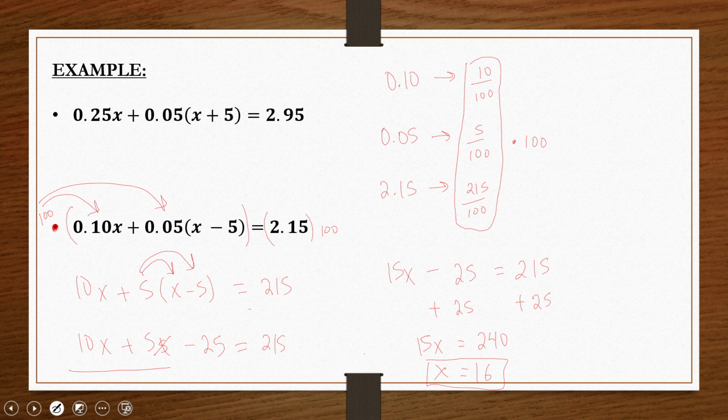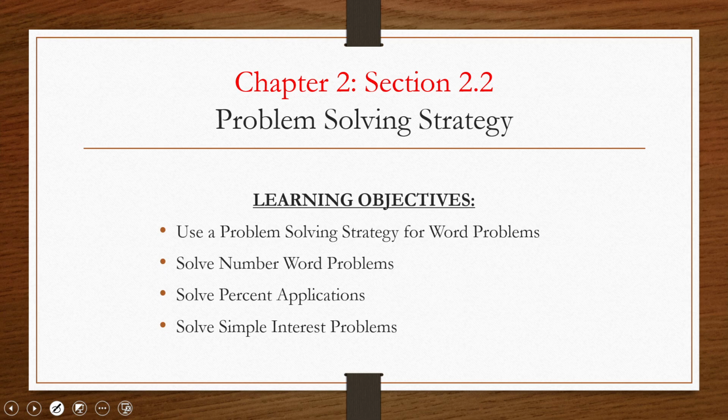So that's going to be it for this section. Next time we'll talk about a problem solving strategy in section 2.2 and look at some more formulaic examples in 2.3 where we end up trying to solve equations that just have letter values, no numbers typically.